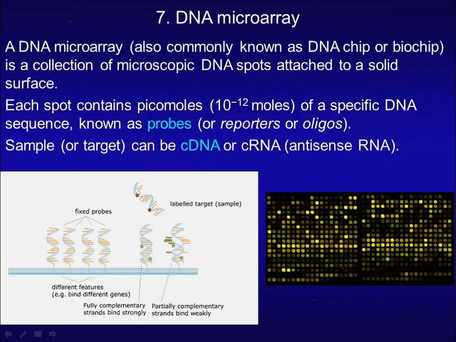A DNA microarray, also known as DNA chip, is a collection of microscopic DNA spots attached to a solid surface on a slide, as shown here. Each spot contains picomoles of a specific DNA sequence, known as probes. Here are probes. Sample can be cDNA or antisense RNA.